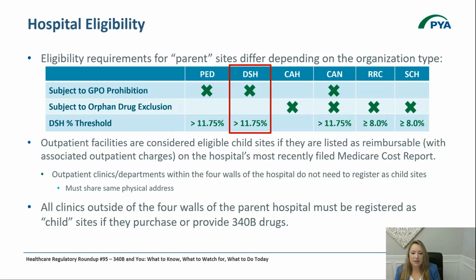What's called child sites. If you have an outpatient clinic or an outpatient department that's outside of the four walls of the hospital, you have to register those as child sites. They have to meet some additional compliance criteria to be able to participate, including the way that they are listed as reimbursable on your cost report. You'll notice a cost report theme through today's presentation. So they've got to be listed on the cost report with associated outpatient charges, but then you can register those locations and they can be eligible for 340B discounted drugs as well.